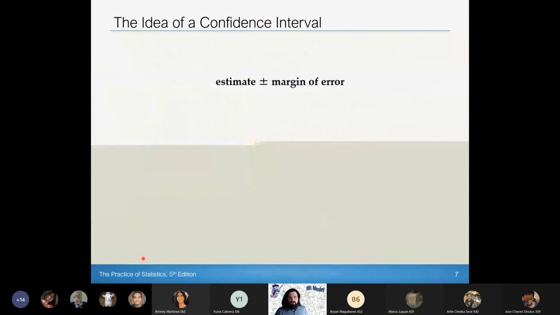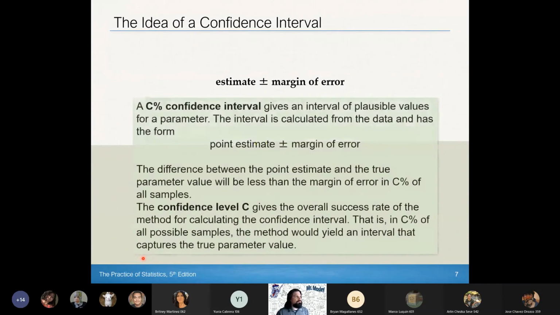All right, so then we go to the idea of a confidence interval. We have the estimate plus or minus the margin of error. A C% confidence interval gives an interval of plausible, not possible, plausible values for a parameter. The interval is calculated from the data and has the form point estimate plus or minus the margin of error.